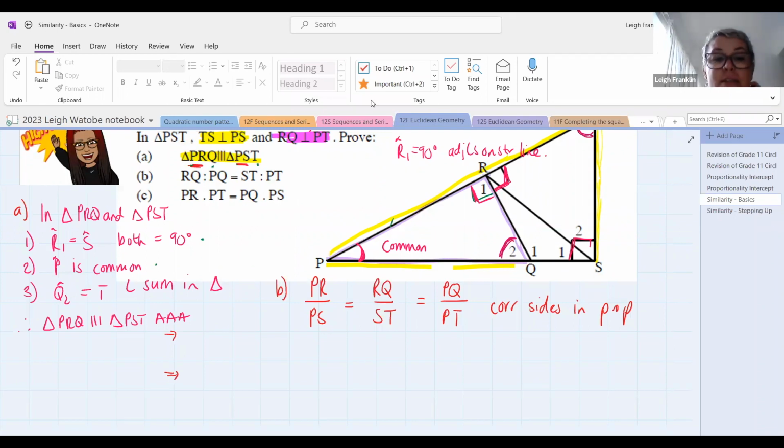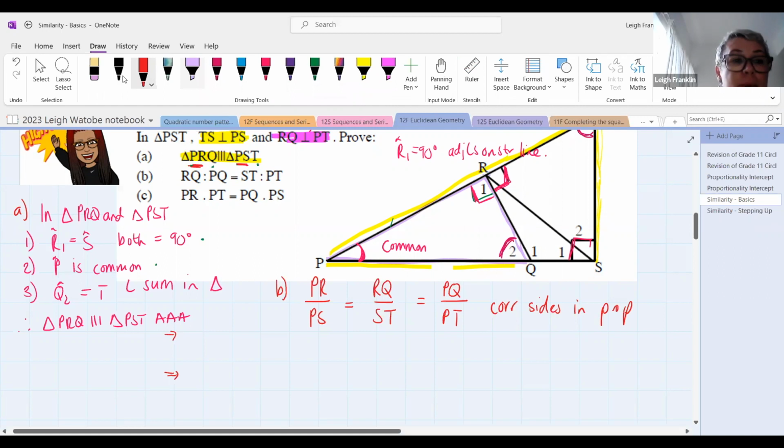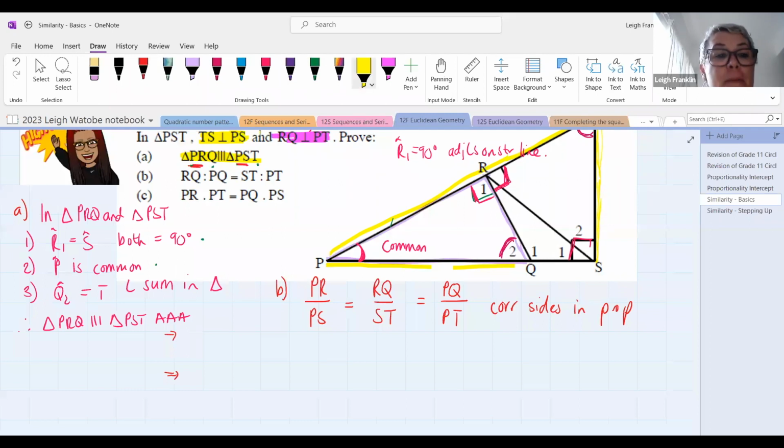Okay, so this is a statement that we always need to make after we have proved similarity, because now after they have asked us to prove the triangles are similar, in question B, they are asking us to write ratios or proportions about the sides. So now the easiest thing for you to do is go and get a highlighter. They want side RQ, so let's highlight RQ over here. They want side PQ, so there's PQ over there. Let's go and find PQ, that's this one over here.